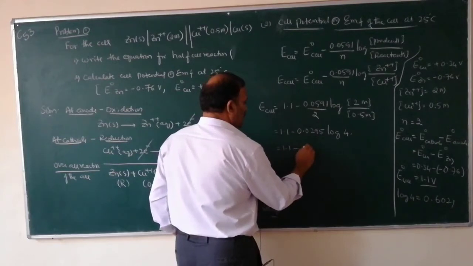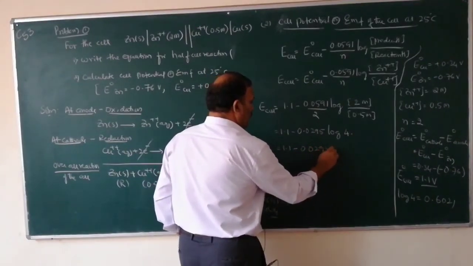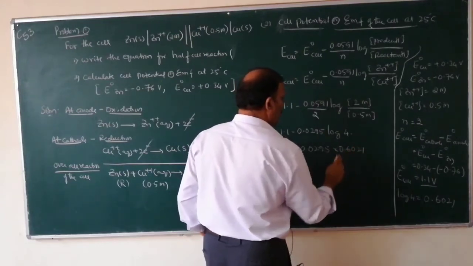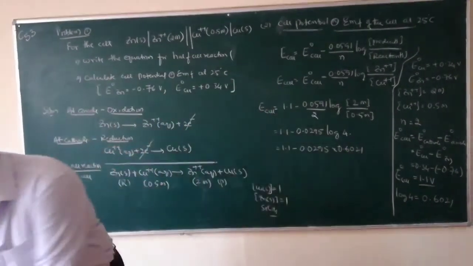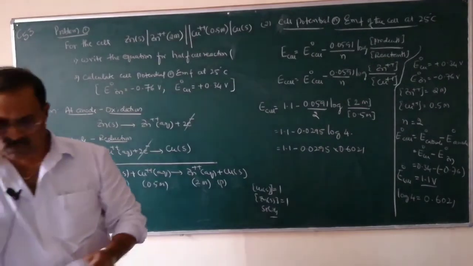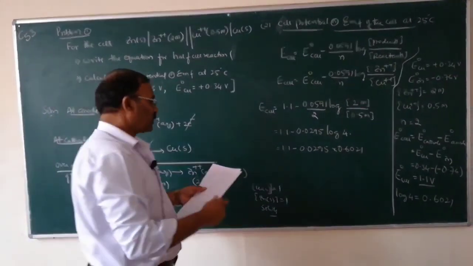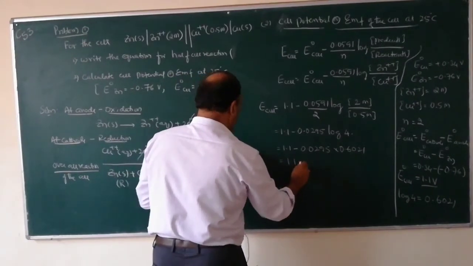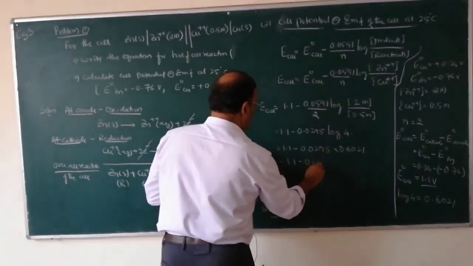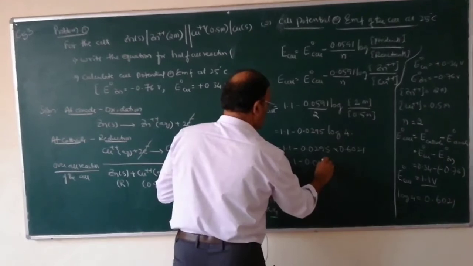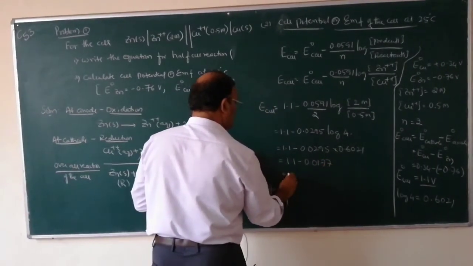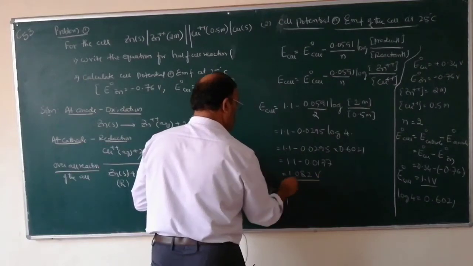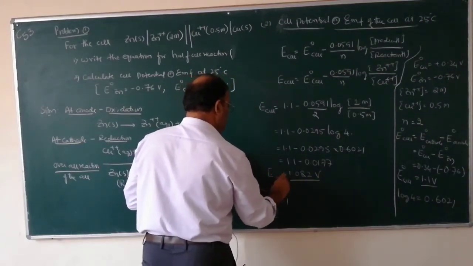So this is equal to 1.1 minus 0.0295 into 0.6021. You will get 1.1 minus 0.0177, that is equal to 1.082 volt. So this is E cell.